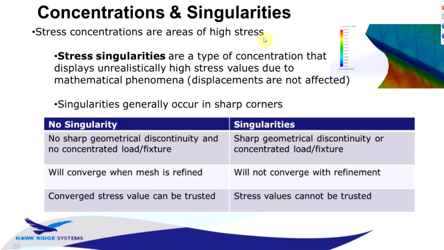And again, you can determine whether or not you have a singularity just by remembering these basic rules. If you don't have any kind of sharp corner or what we call a geometrical discontinuity, then it's not going to be a singularity. But if that does exist, it most likely is a singularity. Again, if you are trying to converge your results by refining the mesh and rerunning it, if you start to see those stress values level off, then you don't have a singularity issue. But if they don't converge and the stresses just keep going higher and higher, that means you do in fact have a singularity. And of course, in that case, you cannot trust the stress values.